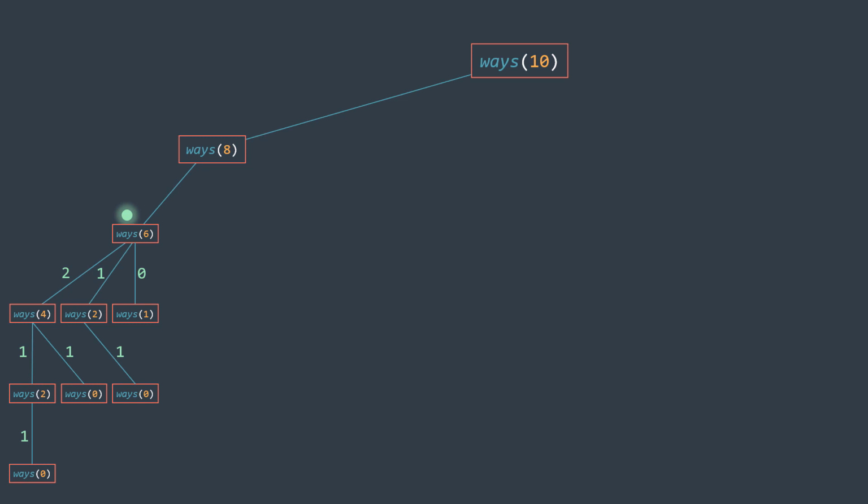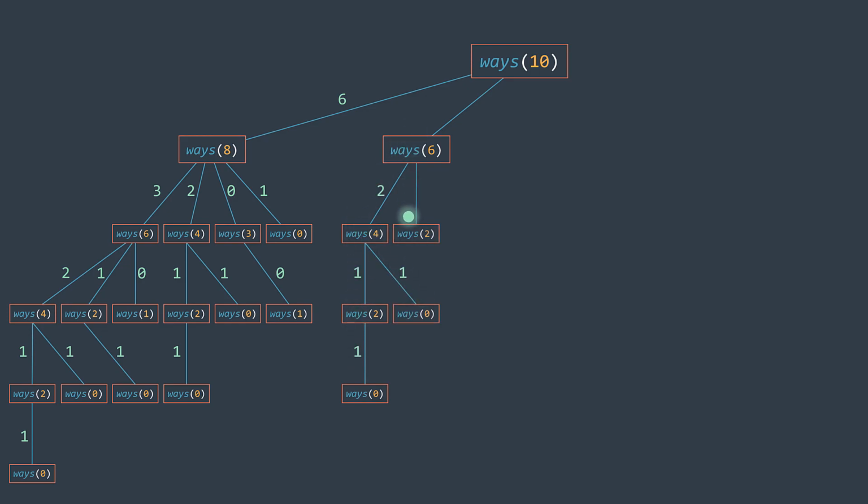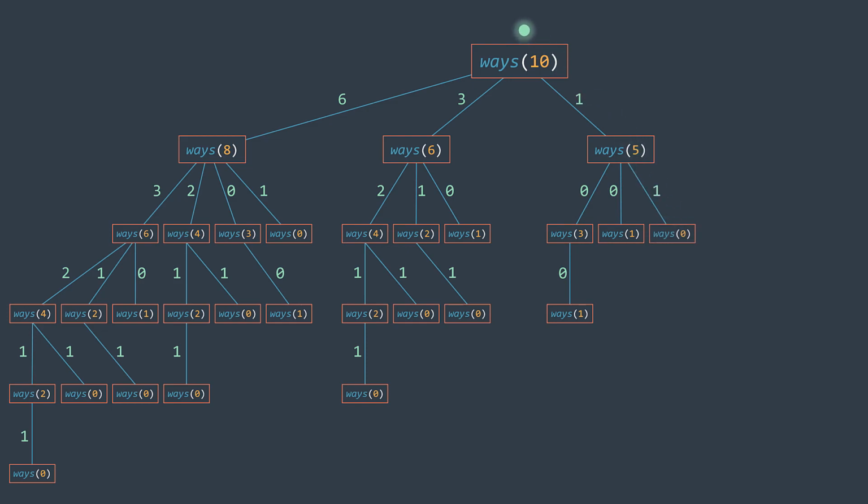Back to this call, we can't go 8 steps away because it would be negative, so we have 2 plus 1 plus 0, which is 3. In other words, we have 3 ways to go to step 6. And let me just let the animation continue the work. As you can see now, we finished making the recursion tree and we got that the number of ways to go to step 10 is 11.